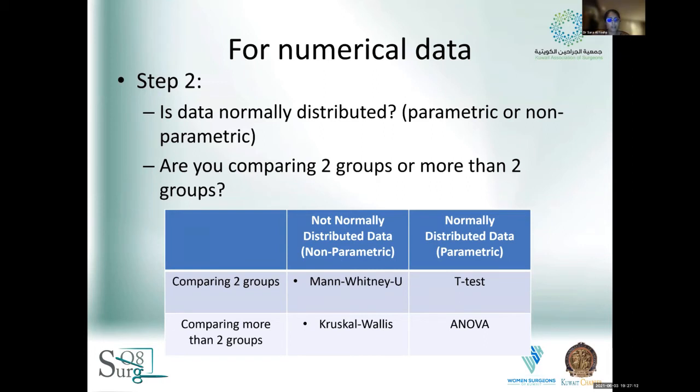So if you're comparing two groups and the data is not normally distributed, you will use Mann-Whitney. If it is normally distributed, you're going to use a t-test. If you're comparing more than two groups and it's not normally distributed, you'll use Kruskal-Wallis. And if it is normally distributed and you're comparing more than two groups, you're going to use ANOVA, okay? Remember this because there's a quiz coming up.